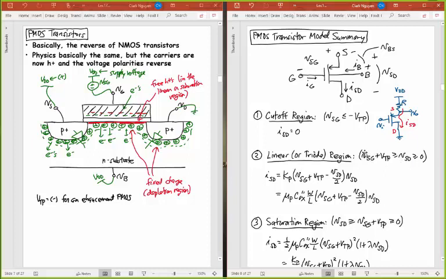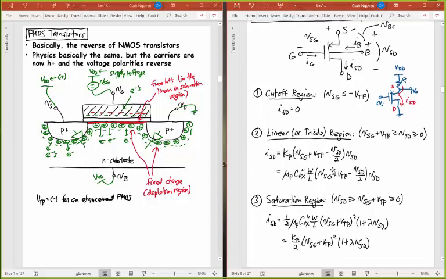When in the linear triode region, we're now given a VSG that's greater than our threshold voltage, a VSD that's smaller than VSG plus VTP, and that gives you an equation very similar to the NMOS equation. All my equations here are assuming that VTP is negative. So this would be whatever voltage this is, effectively minus a voltage here. And so they do work out to be pretty much exactly the same equations as the NMOS equations.